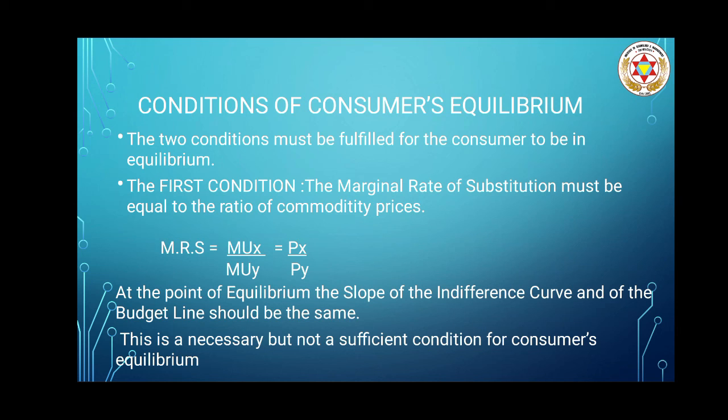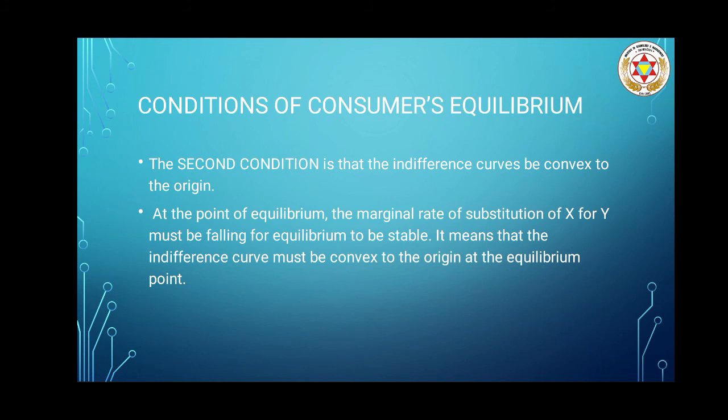The second condition is that the indifference curve must be convex to the origin. At the point of equilibrium, the marginal rate of substitution of x for y must be falling for equilibrium to be stable. It means that the indifference curve must be convex to the origin.